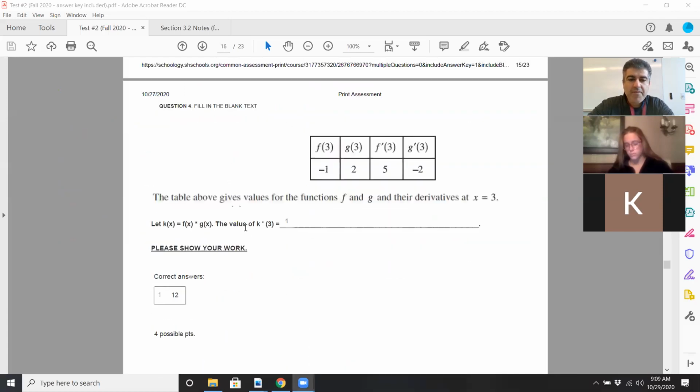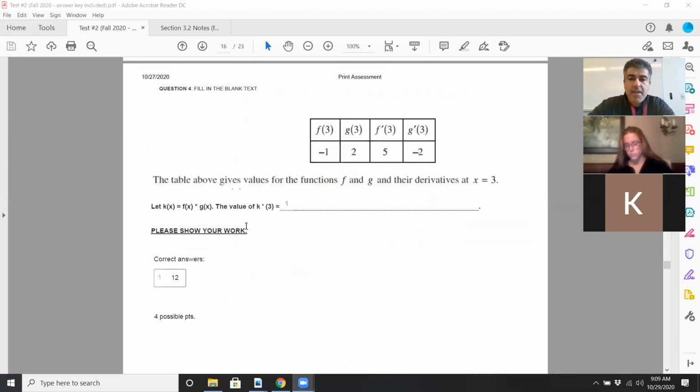Okay, this one here. This one is also a way of extending yourself. This is using the product rule. So you're told that K is a product of F and G. You're asked to find K prime of 3. So what you need to do is do the product rule. And that's K prime of X. Of course, we're plugging in 3, right? So actually, I don't know why I wrote the X. That was kind of dumb.